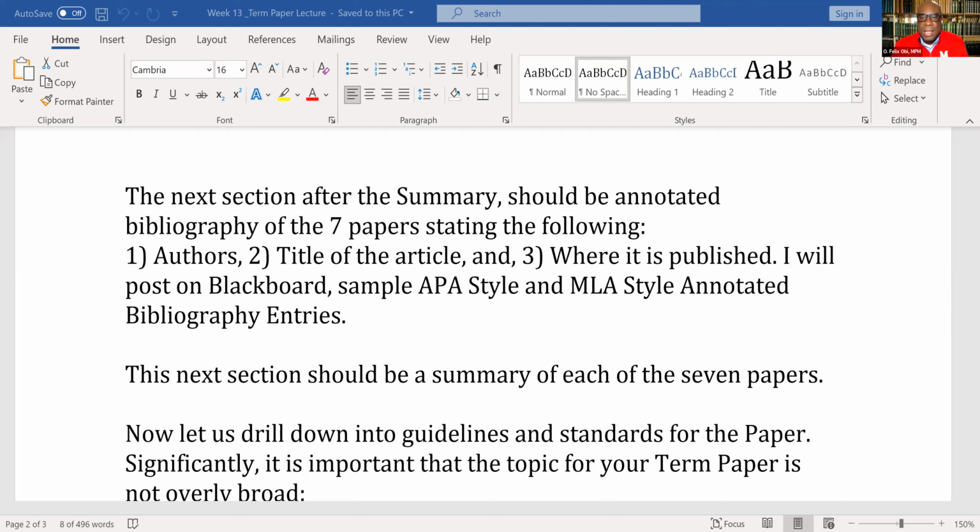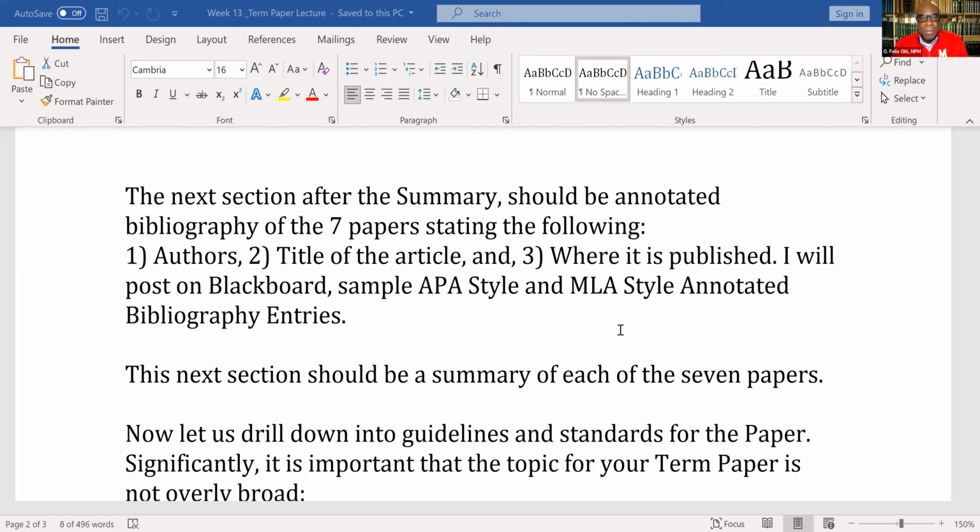So this is a sample annotated bibliography. Let me see if I can open it. So this is kind of what it looks like. It obviously doesn't have to be this big, this lengthy, because it's really just a newspaper article. If you wanted to use an APA style, this is what it looks like.